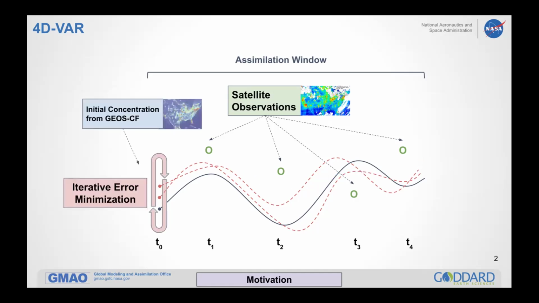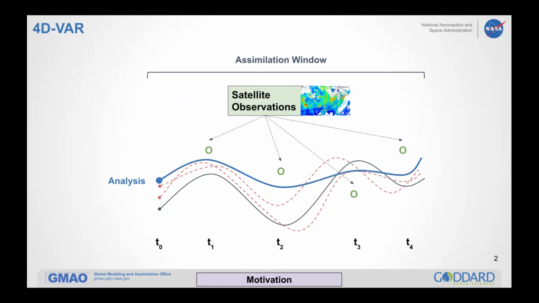Finding this optimal trajectory involves a process of iterative error minimization. We nudge the initial concentrations of these chemical species, compute the forward trajectory, see how well they match up with the satellite observations, and go from there. At the end of this minimization process, we get the optimal analysis trajectory. And again, 4D-Var, as opposed to 3D-Var, will incorporate multiple satellite observations from future time steps, whereas 3D-Var will only consider observations at the time step of the initial concentrations.